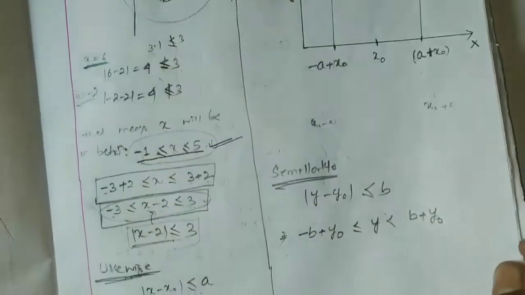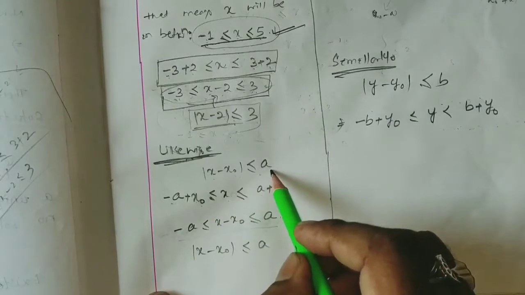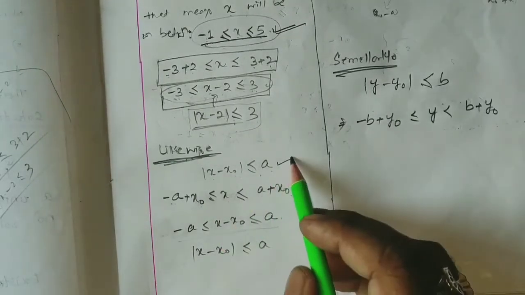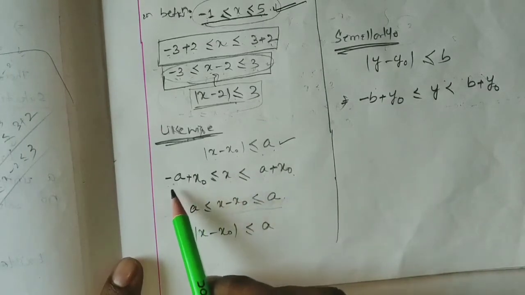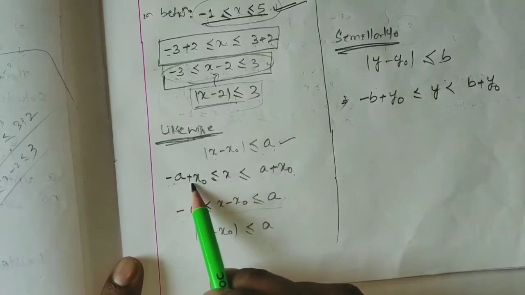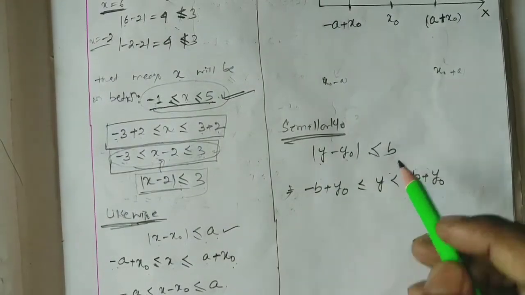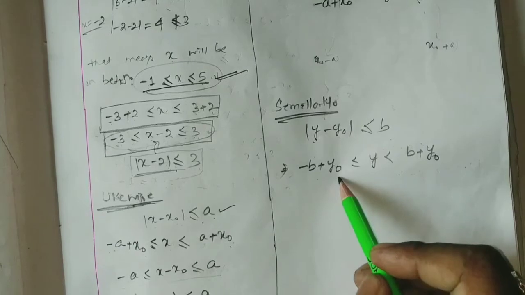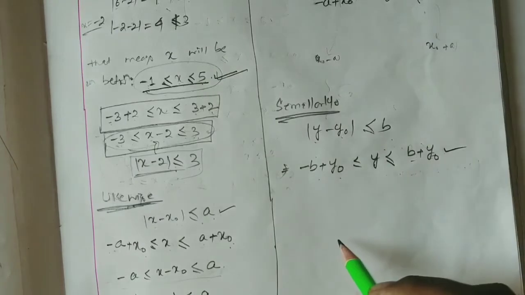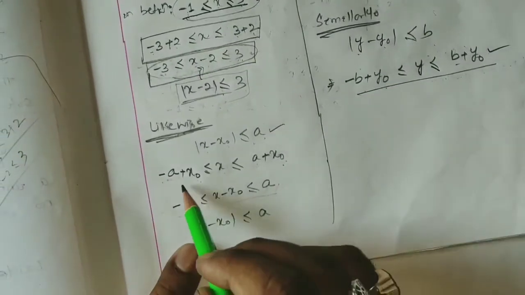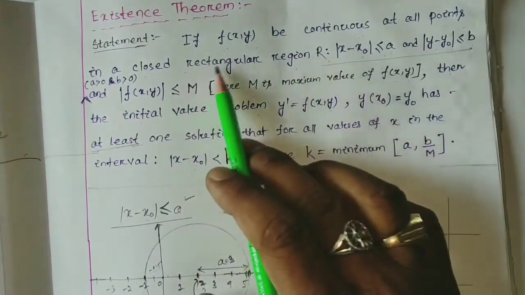Okay, so here we found that if |x minus x0| less than or equal to a has been given, that means the range is what? The x value has the range between minus a plus x0 to a plus x0. Likewise, if |y minus y0| less than or equal to b, then the range will be minus b plus y0 less than or equal to y less than or equal to b plus y0. So here this is the range of y, this is the range of x that has been given here, for the rectangular region.